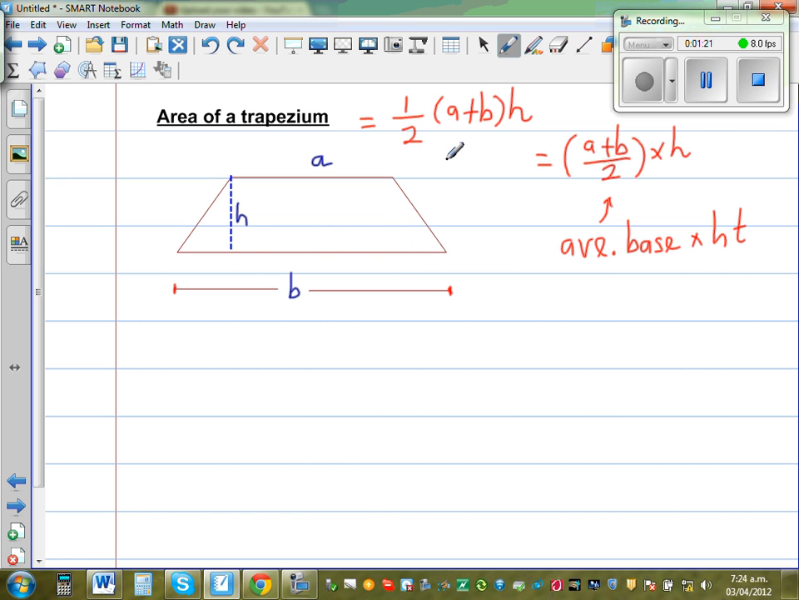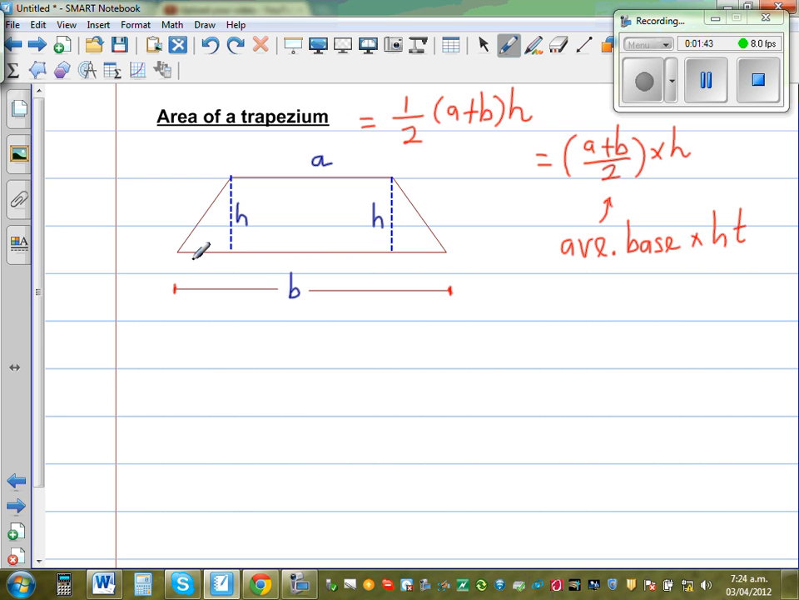So let us prove this formula, which is very simple. I'm going to split this trapezium into a rectangle and two triangles. If this is height h, this is also height h. Let me use a blue color coding. So this is also h.